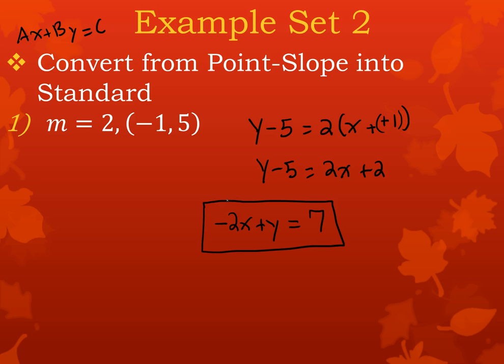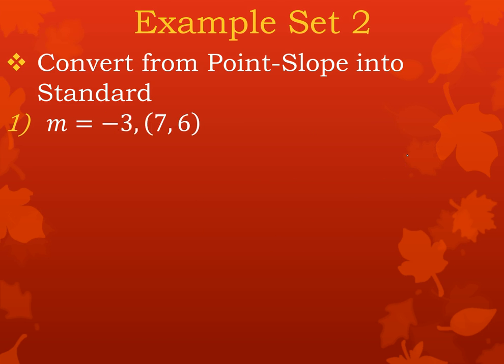So the process is still the same. You still want to distribute the 2, but now after we do that, we need to move the x over, and then move the constant, the 5, over. So I'll do that for this one right here. Plug it into point-slope form, distribute your negative 3, and then move things around.